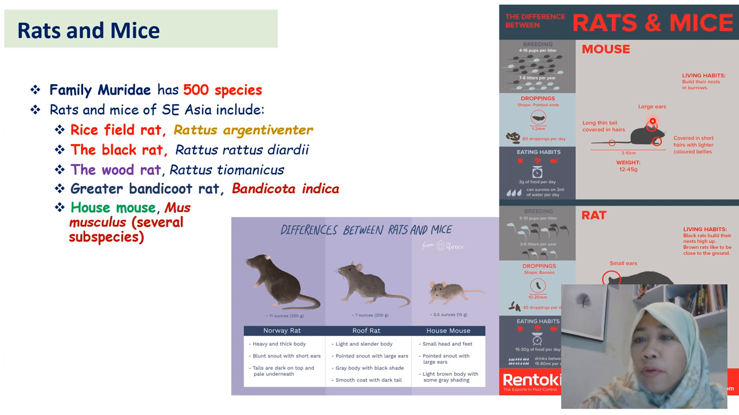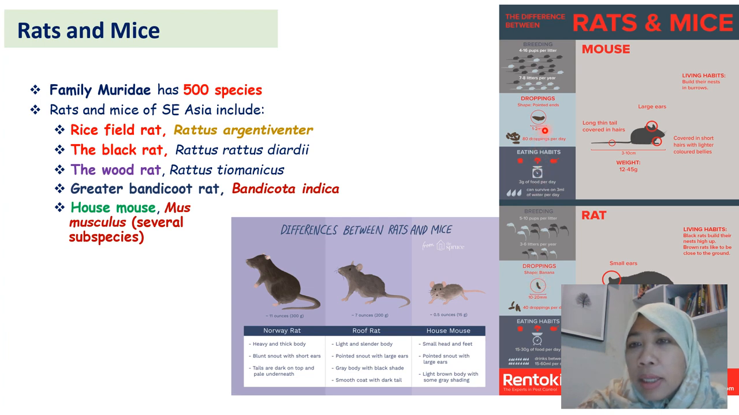Not only the morphology of mouse and rat, the difference is also from this poop, this dropping. The dropping shape is different. The dropping shape of the mouse has pointed ends. It's like that, the shape. But the rat's is like a banana.